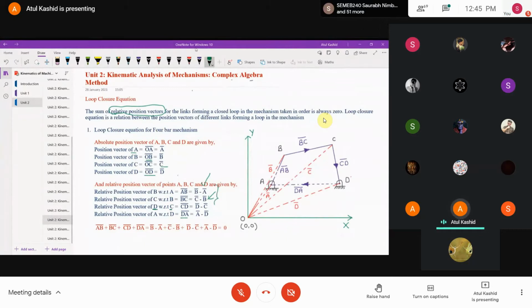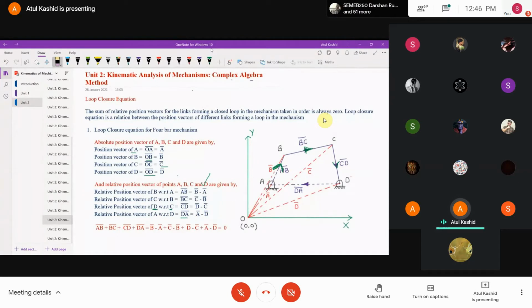So we have these relative position vectors. Now, as per the loop closure equation, the sum of the relative position vectors for the links forming the closed loop in the mechanism taken in order is always 0. Taken in order means if I'm considering the order for the link AB in this direction, then I'm going in this direction, and this direction, right? So see the directions of the arrow, right? It cannot be like this. It cannot be like this. So this is not going to form the order. So we have to go in order, right?